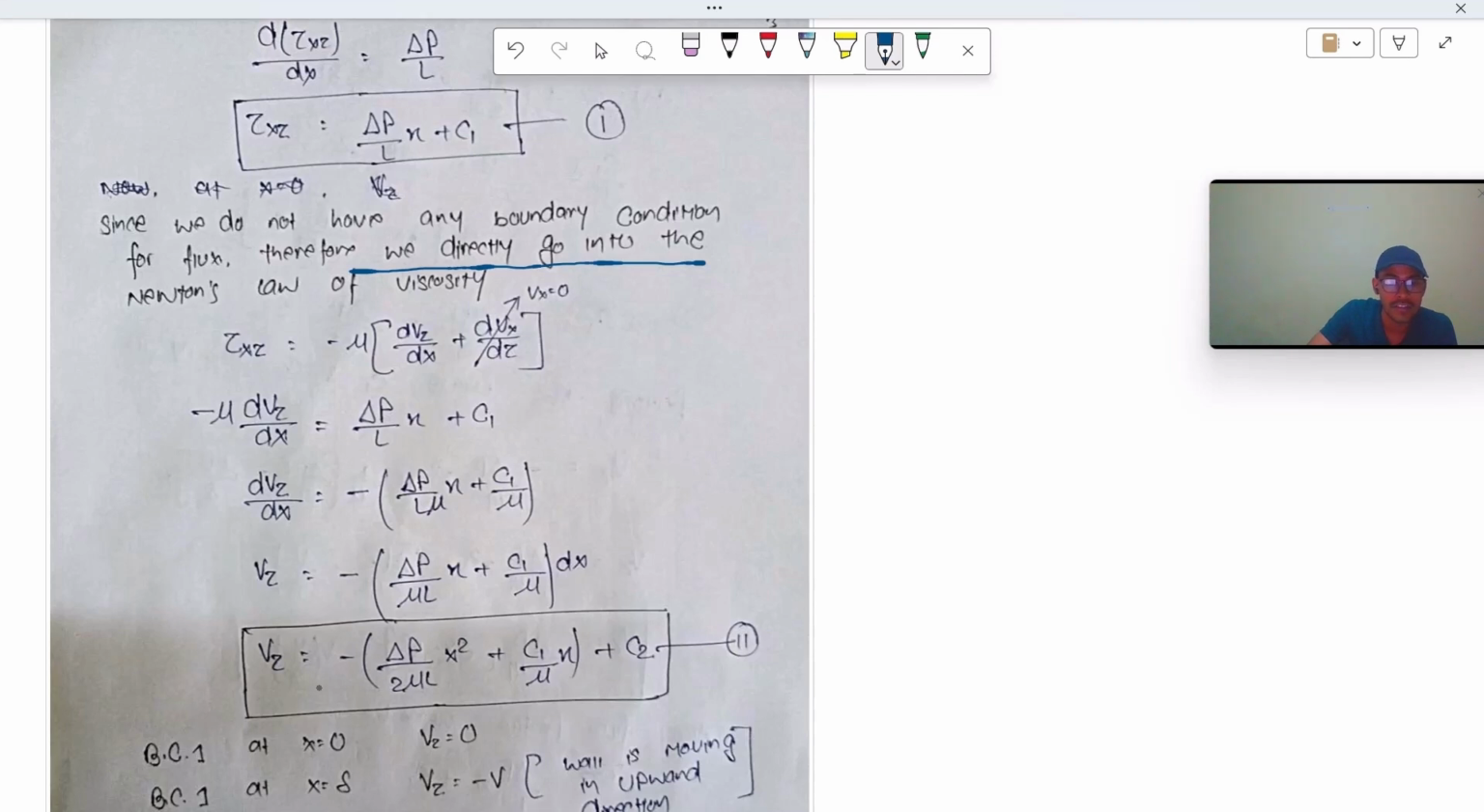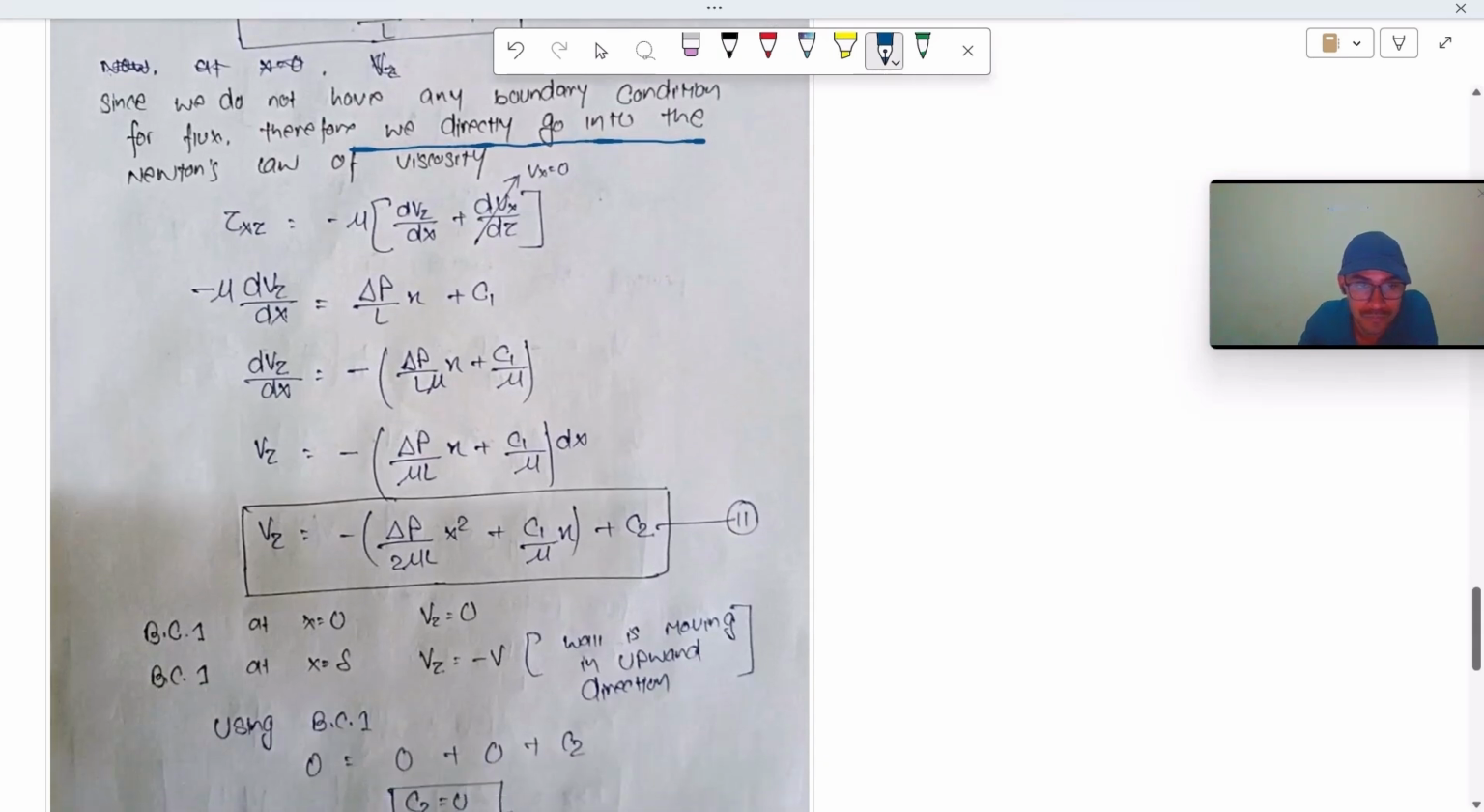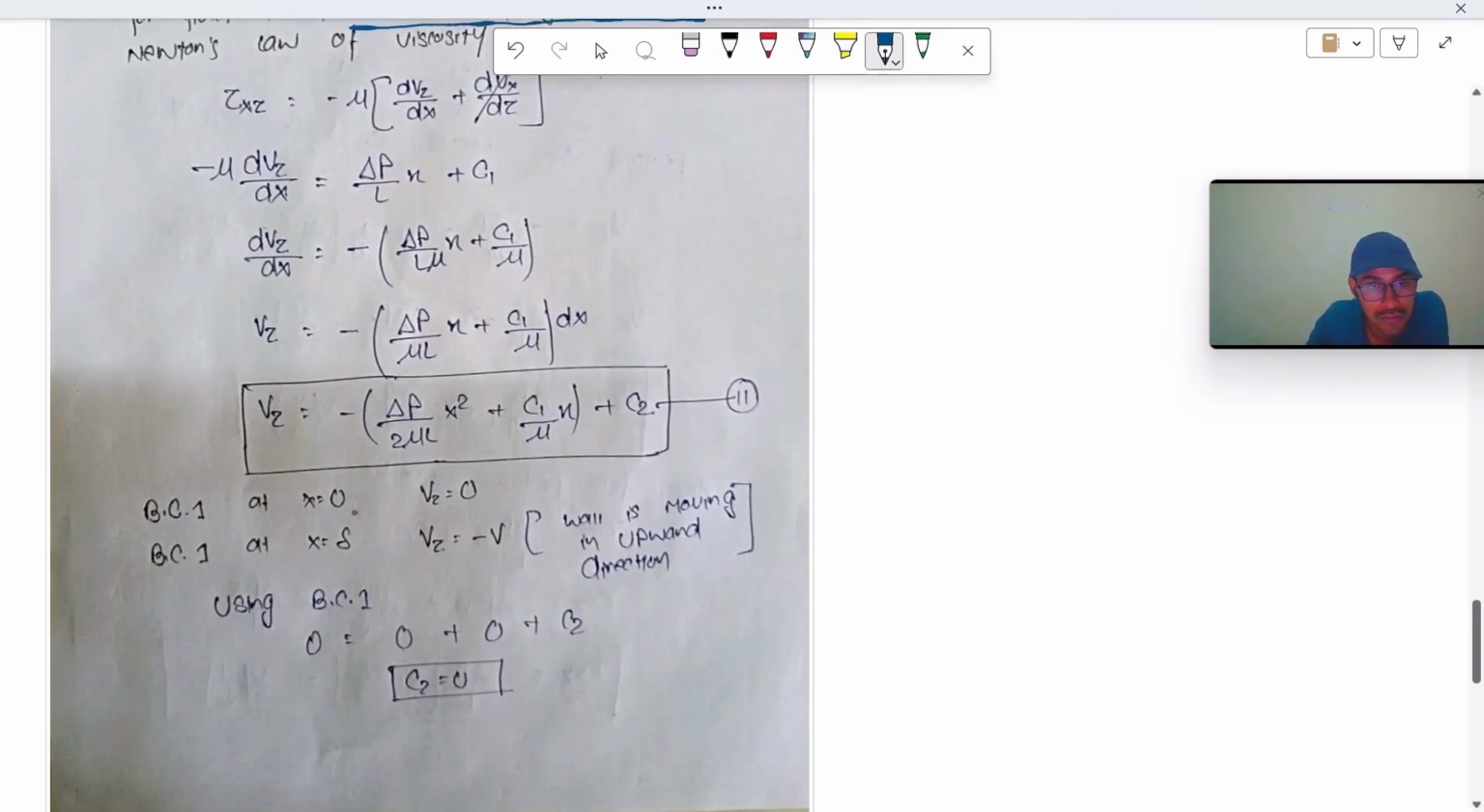On integrating, we get vz is equal to minus delta P upon 2 mu L x squared plus C1 upon mu x plus C2. Now we have two boundary conditions, that is, at x is equal to 0, vz is equal to 0. This is the no slip boundary condition.